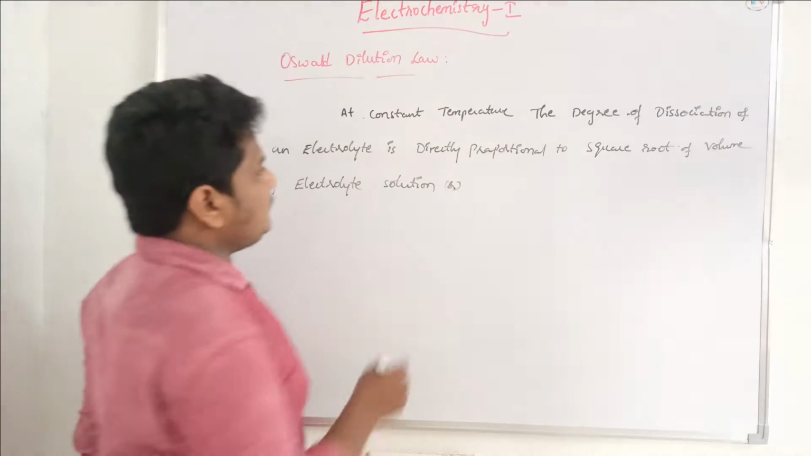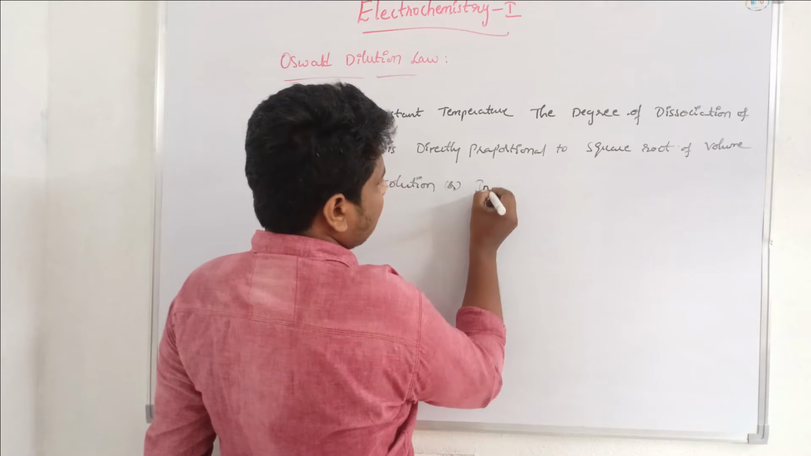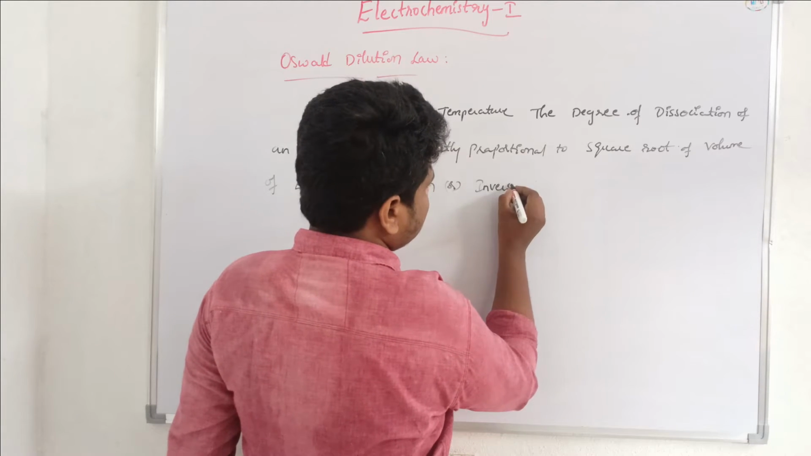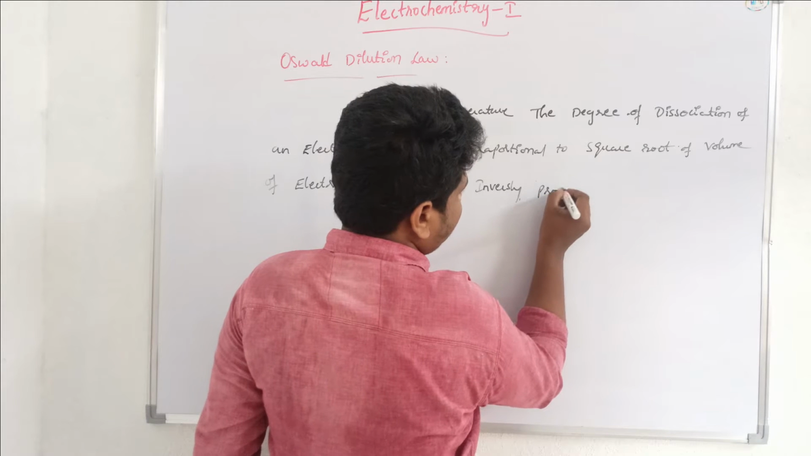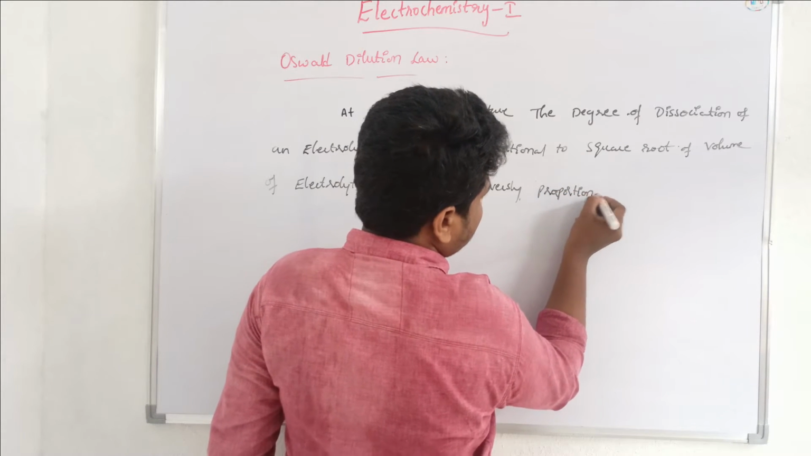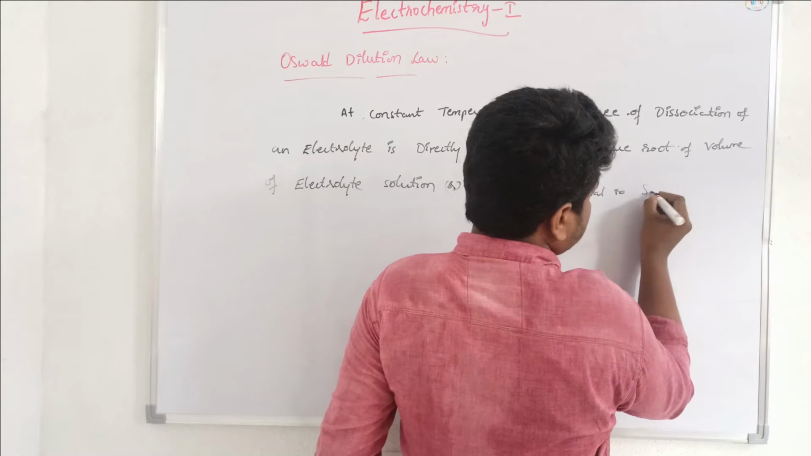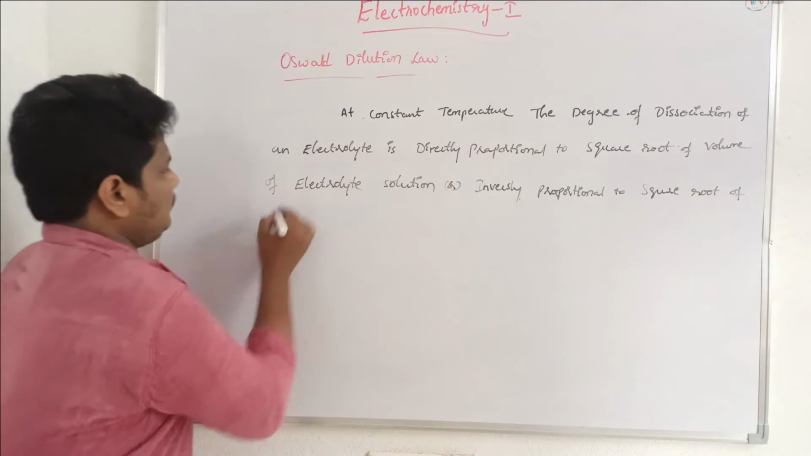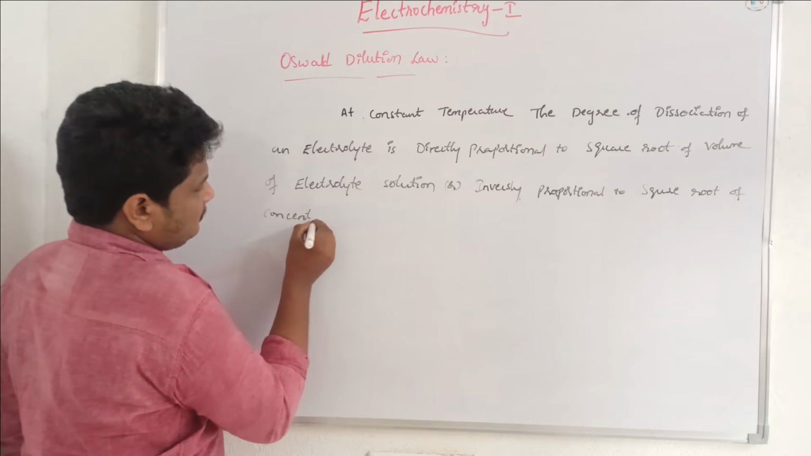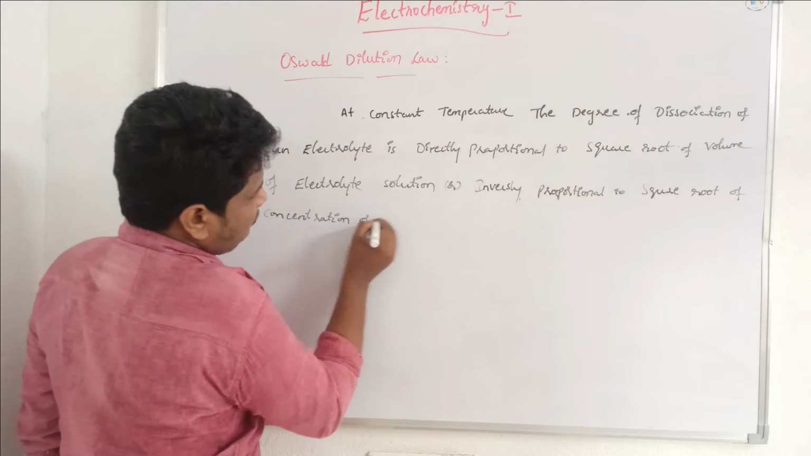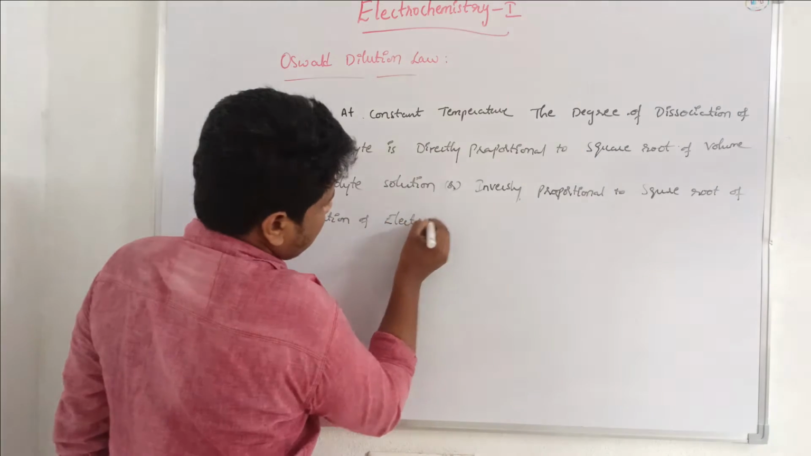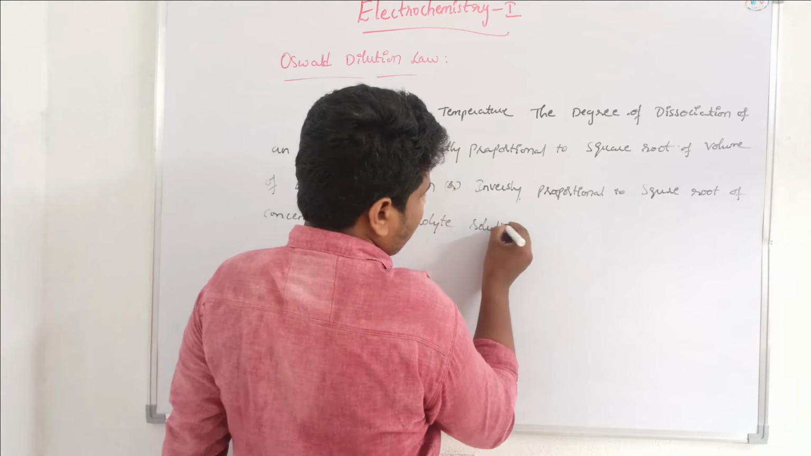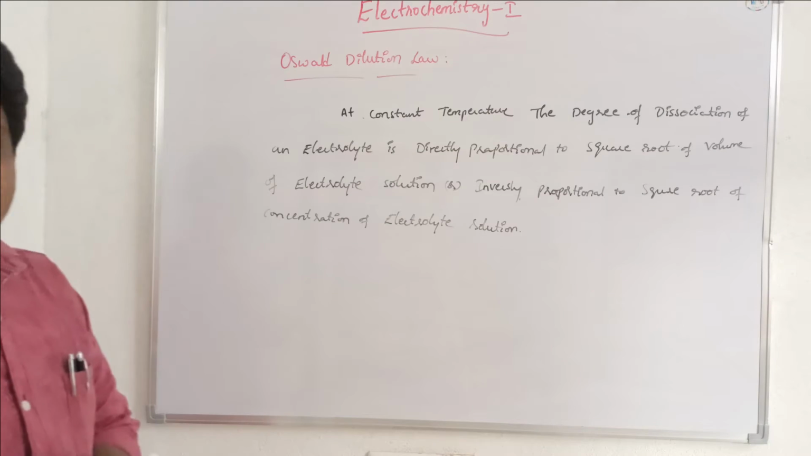or it is inversely proportional to the square root of the concentration of the electrolyte solution. Okay, so this is the statement of Ostwald dilution law.